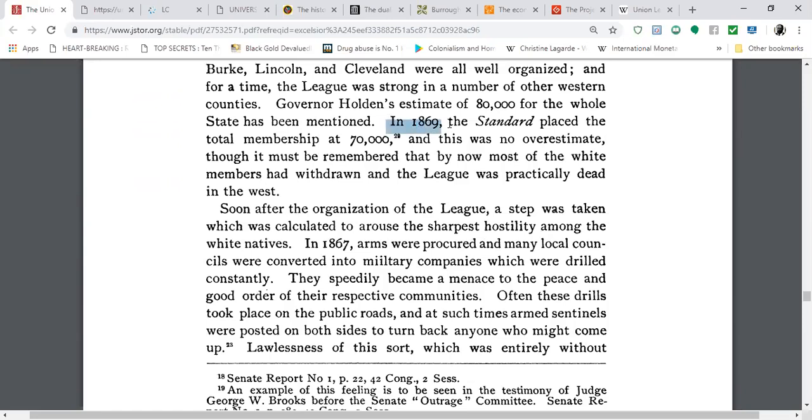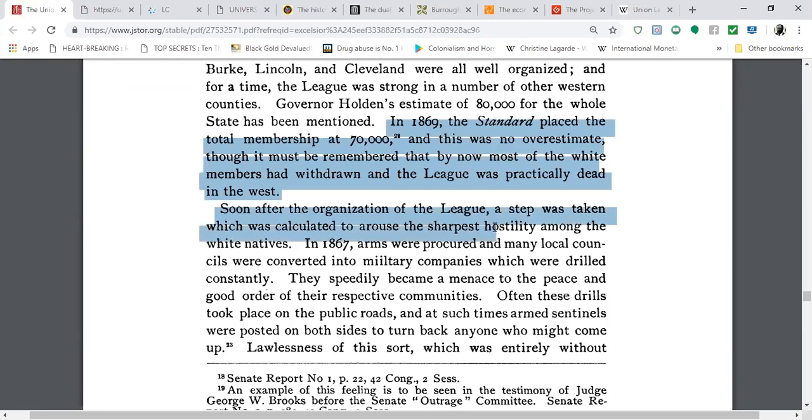Right here: in 1869, the Standard placed the total membership at 70,000, and this is no overestimate. You must remember now that most of the white members have withdrawn from the League, and the League was practically dead in the West. Soon after the organization of the League, a step was taken calculated to arouse the sharpest hostility among the white natives. In 1867, arms were procured and many local councils were converted into military companies which drilled constantly. They speedily became a menace to the peace and good order of their respective communities. Often these drills took place on public roads, and at such times sentinels were posted on both sides to turn back anyone who might come up.